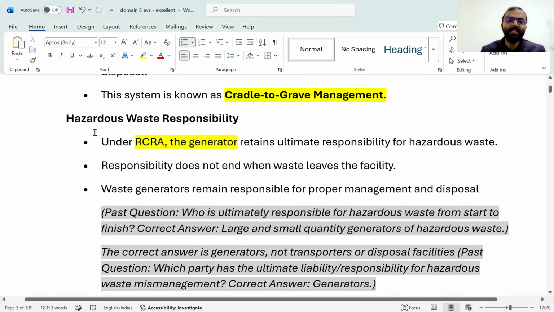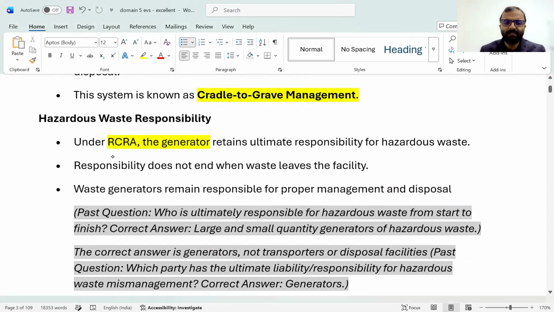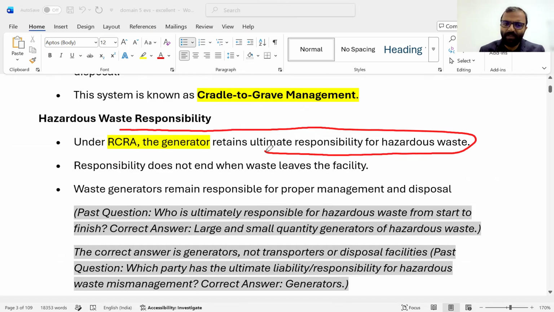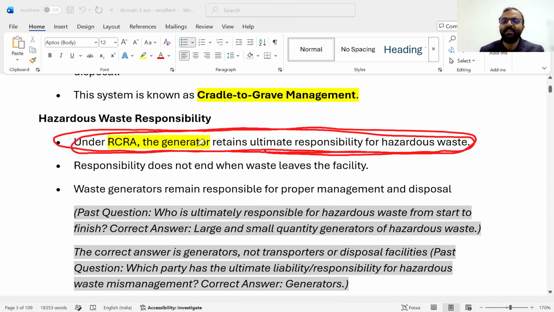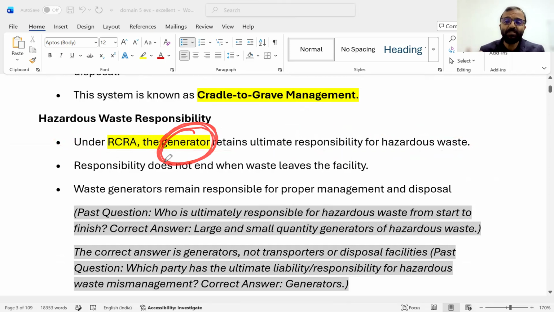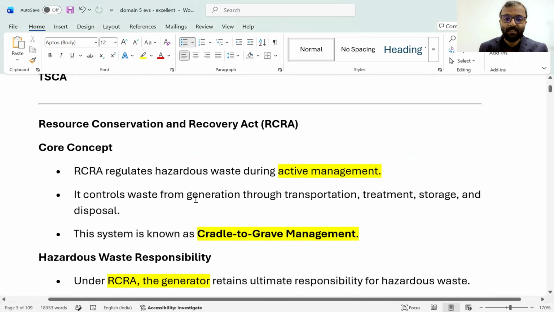Then hazardous waste responsibility under RCRA. The generator, very, very important, under RCRA, the generator retains ultimate responsibility for hazardous waste. Okay, under RCRA, who has the ultimate responsibility for hazardous waste? They are asking this every time. The generator, the person who is manufacturing, who is generating the waste, he is responsible. Okay, that is RCRA, who has the responsibility?